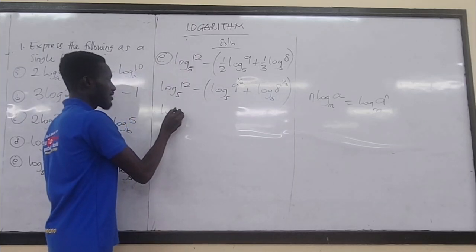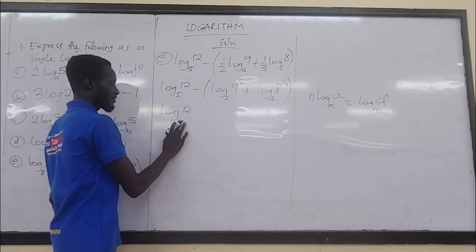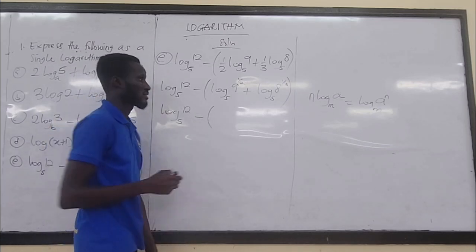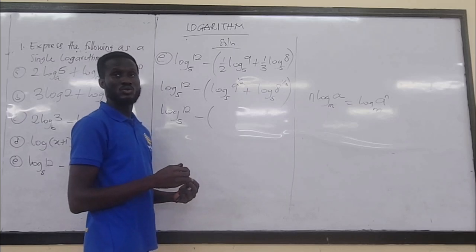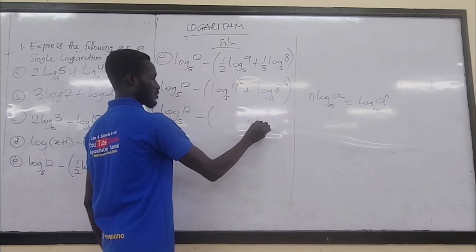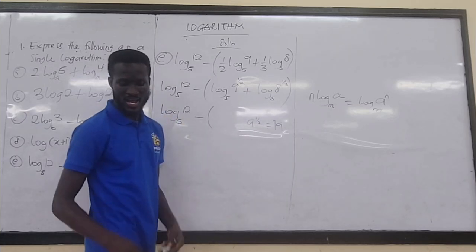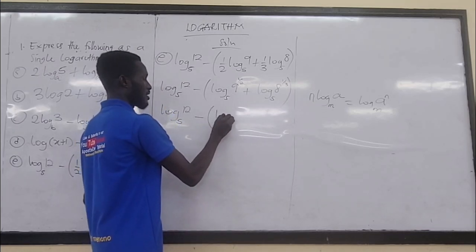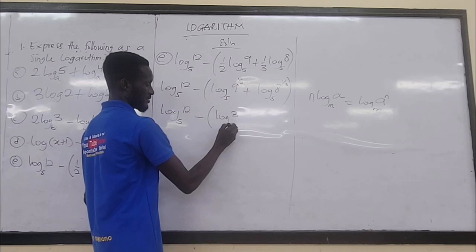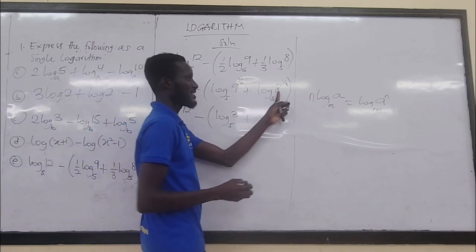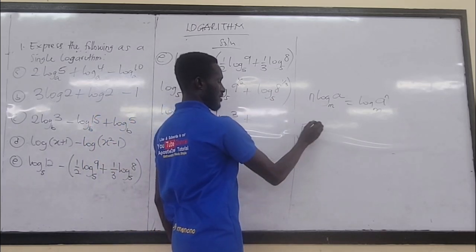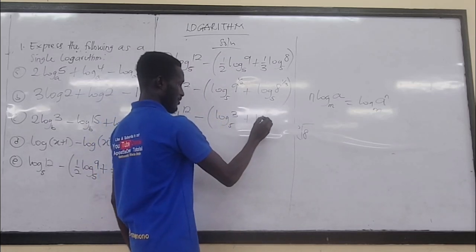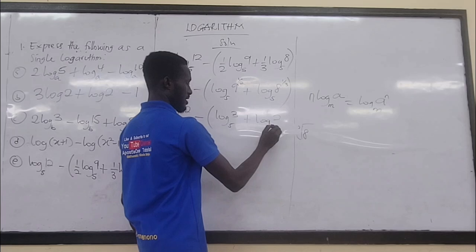Now we will have log 12 base 5 minus, let me put it in the bracket. Now this one means 1 over 2, the same as root of 9, and root of 9 is 3. Don't forget, root of 9 is 3. So we have log 3 base 5. Now when we come here, the cubic root of 8 will give us 2. So we have log 2 base 5.